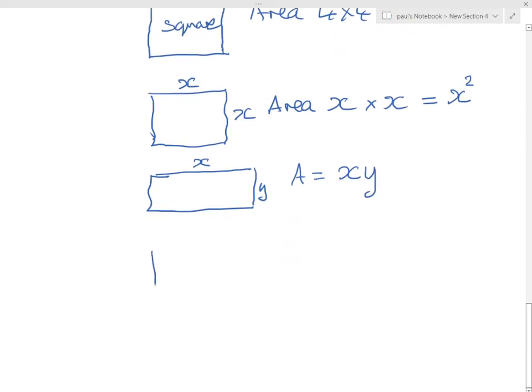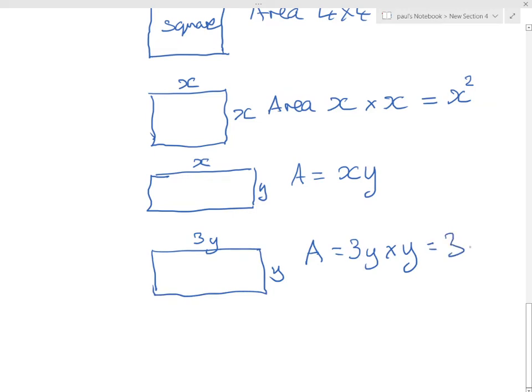Now, if you have something like this, and there's y, and there's 3y, meaning that the top is 3 times as long as the side, so the area equals 3y times y. Now, it's still going to be 3, but the y times the y gives you 3y squared.